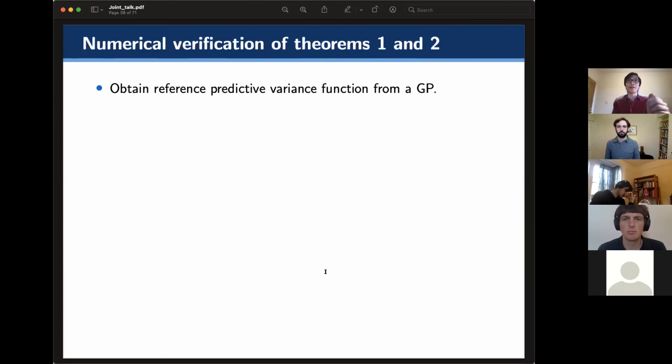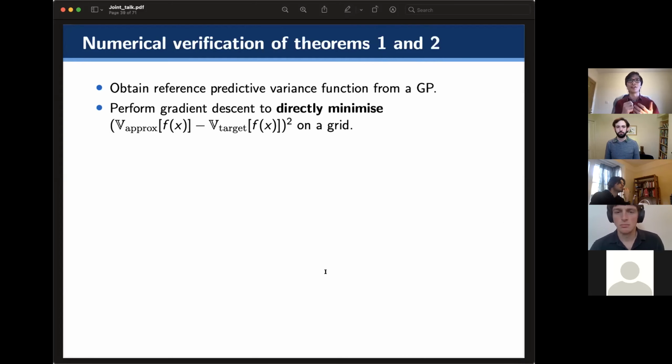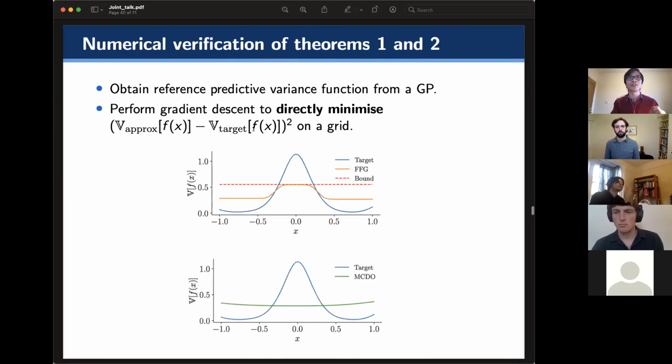Now, we can numerically verify these theorems, and the way we're going to numerically verify them is that we first obtain a reference predictive variance function from a Gaussian process, and then we perform gradient descent to directly minimize the square error between the predictive variance of the approximation and this target on the grid. So here, if you look at the top graph, what I have in blue is some target variance, and you can see that it's high in the middle and low at the ends, which is what you might want.